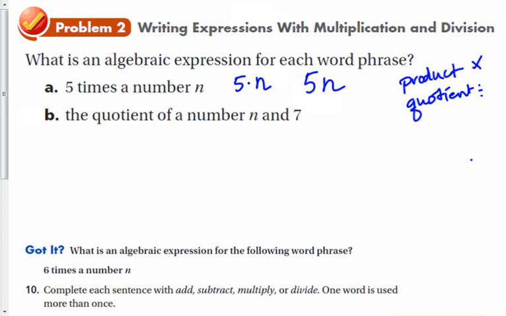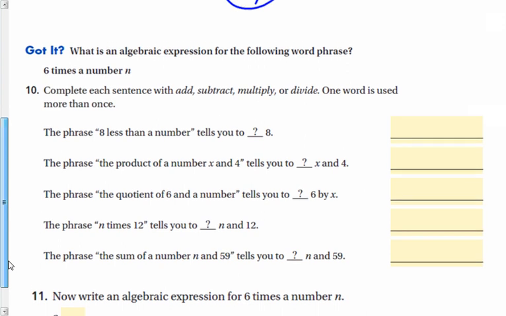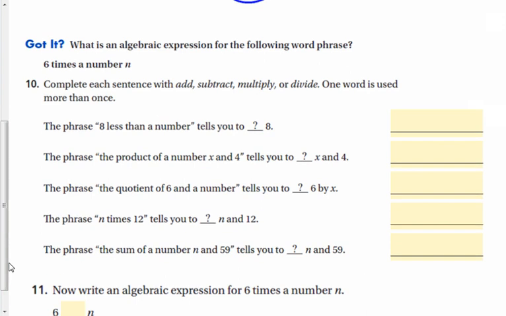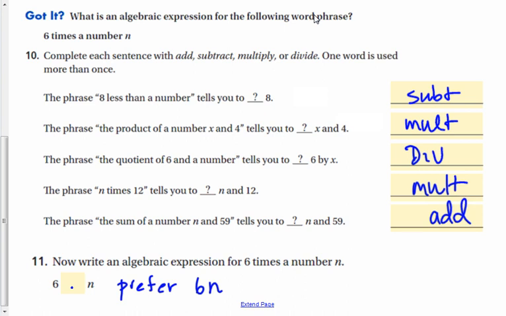And for quotient, normally the quotient symbol is this, but I'm going to try and get you in the habit of using the fraction bar for quotient, and we want it in the order it's stated, n and 7, so that's going to look like this, n divided by 7. So we're going to try and get in the habit of using this. All right, go ahead, you try it. Check your answers.